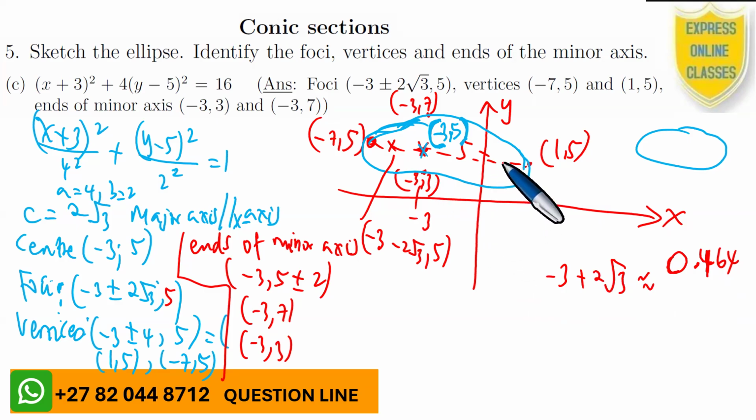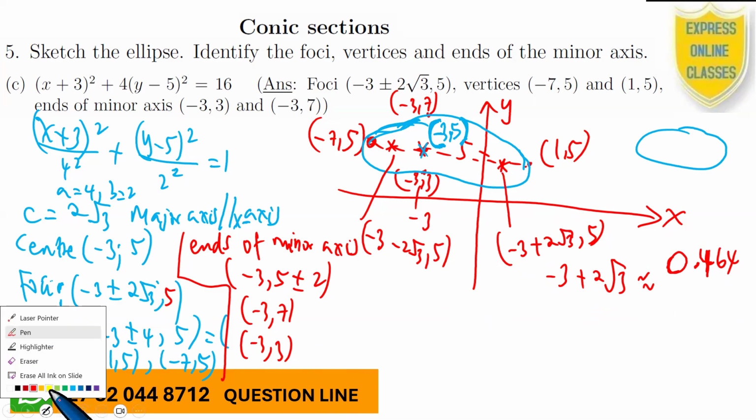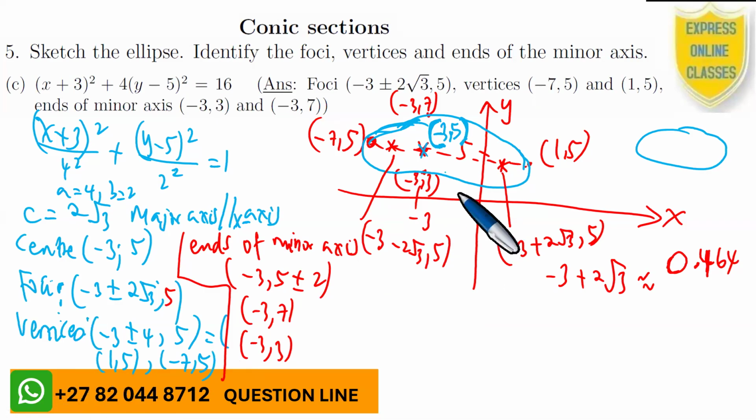So which is this one? Which is minus 3 plus 2 to the square root of 3, 5. That's another focus. So there are 2 foci. So this one and this one are called the foci. They're called the foci of the ellipse.